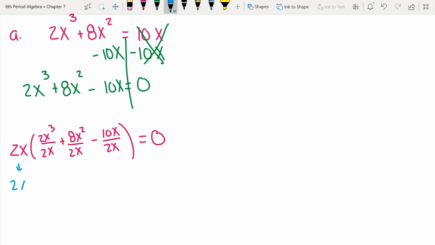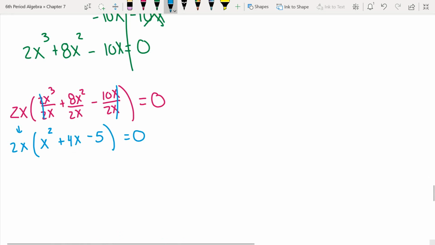Still have 2x hanging out, but let's simplify inside the parentheses. The 2's cancel. X cubed divided by x is actually x squared. 8 divided by 2 is a positive 4. X squared divided by x, that's just x. Negative 10 divided by 2 is negative 5, and the x's cancel out. This still equals 0.